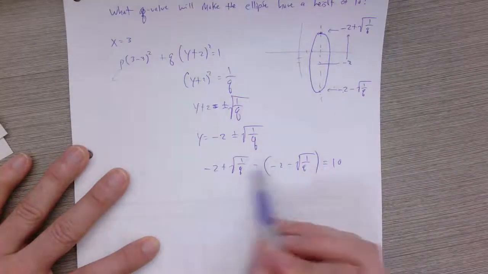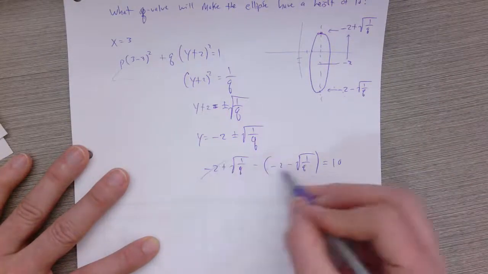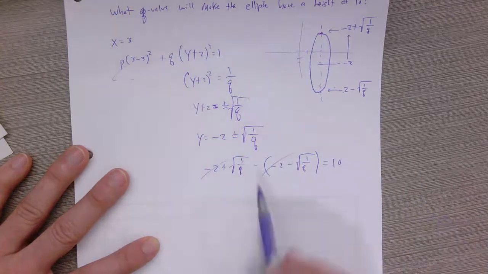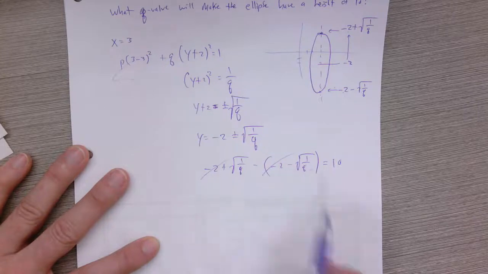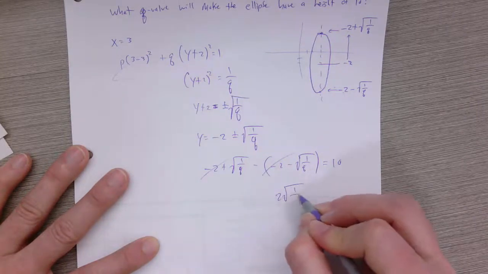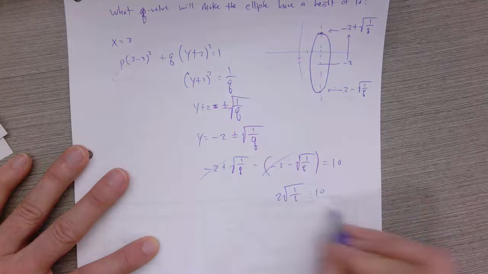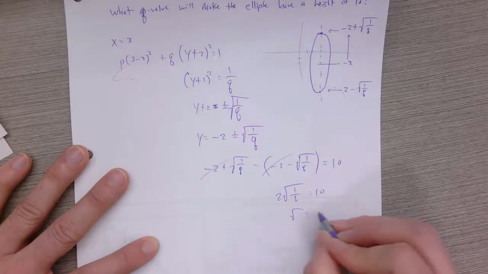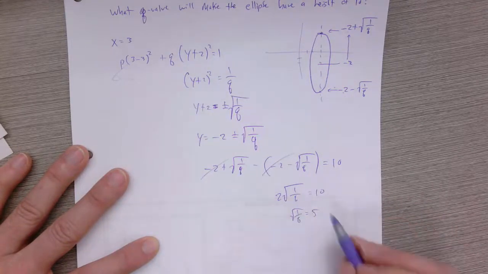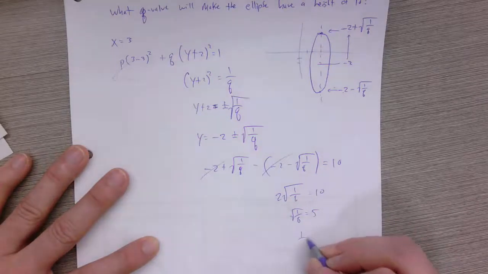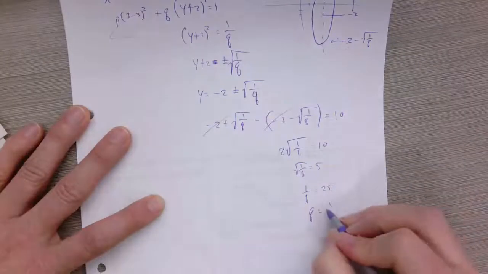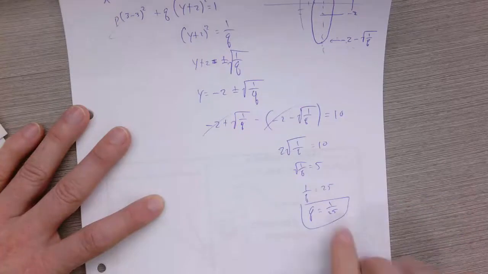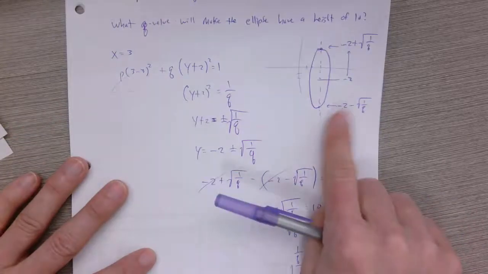Let's simplify. So negative 2, and then this is plus 2, so those end up adding to be 0. Here I've got the root minus the opposite of the root, so that gives us 2 times the root. So 2 root 1 over q equals 10. Let's keep solving. This is now 5, because I divided both sides by 2. Let's square both sides. 1 over q equals 25. And so that gives me that q equals 1 over 25. So now I have solved for the value of q that makes the ellipse do what I want.